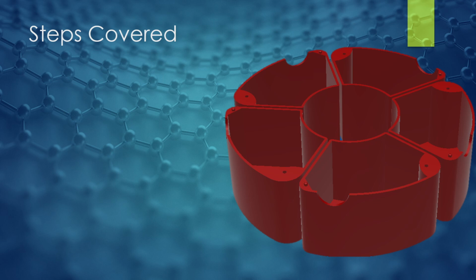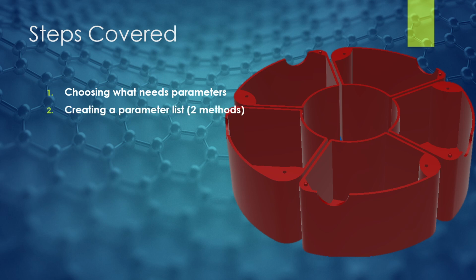So the steps we'll be covering is choosing what needs parameters. So looking at your object, in this case it will be the filament reel, which parts do we need the parameters for? Then we'll look at how to create the parameters, and we'll look at pre-defining them in a list and how to create on the fly.